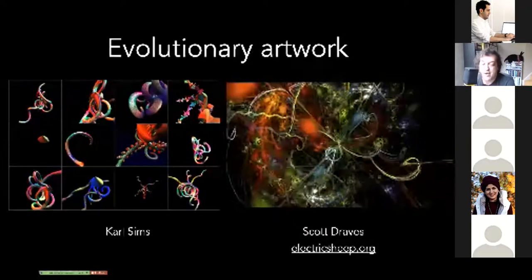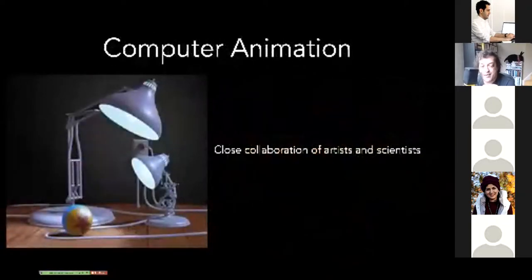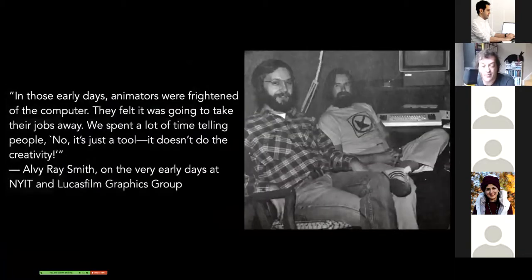Within the more popular arts, computer animation is probably the most prominent computer-based art form. And it's really something which has arisen out of a collaboration of artists and scientists. I think a lot of lay people assume the computer did everything, and it's really not the case. And it's also something which originally animators felt threatened by. So in the early days, Lucasfilm Graphics Group, Ed Catmull and Alvy Ray Smith would take trips down to Disney to try to convince animators and executives to use their software. And they said that the animators were frightened of the computer. They felt it was going to take their jobs away. And they spent a lot of time trying to tell them it's just a tool, it doesn't do the creativity.